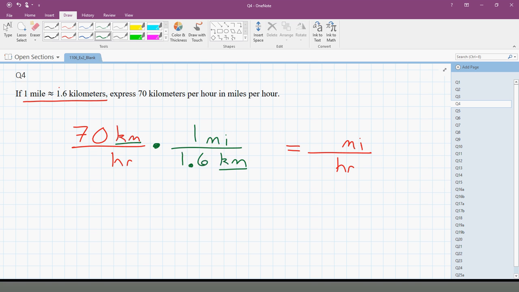So when you go through and you do your multiplication, all we're going to do is take 70 times 1 over 1.6. That's 43.75 miles per hour. There you go. That's the answer. Feel good on that? Just to be clear. Sure.